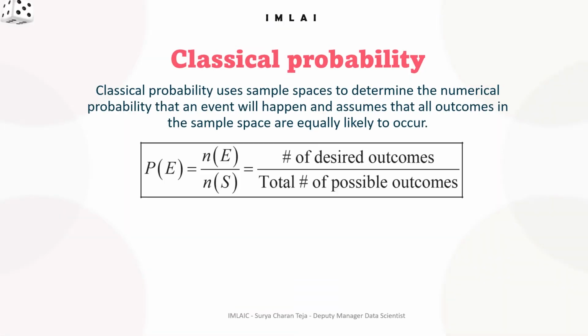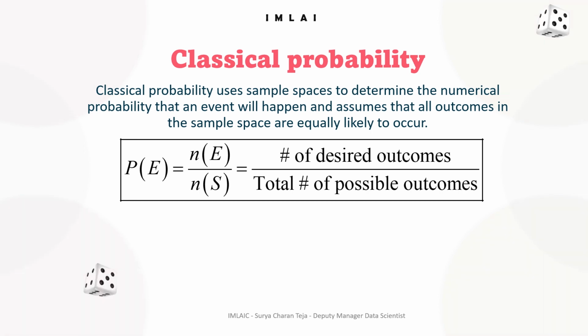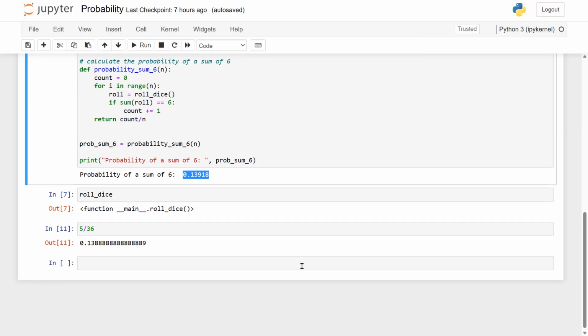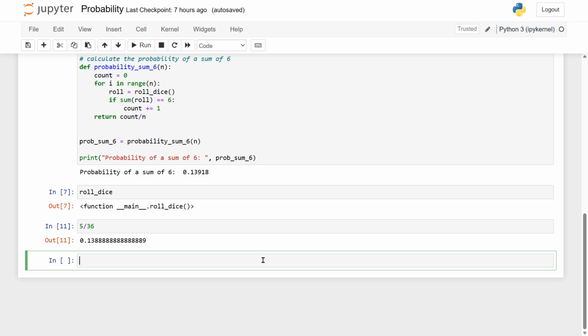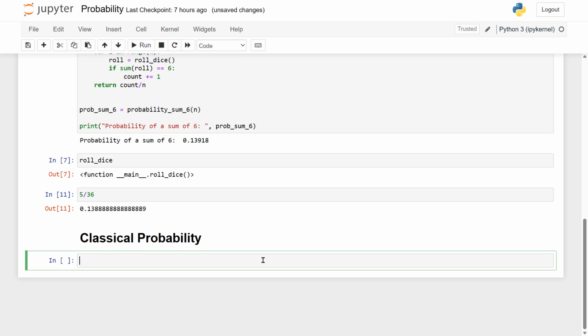Before we understand what classical probability is in detail, we will see the history of classical probability, where it came from, and who brought it. Okay, let me write it down. Classical probability theory is also known as Laplacian theory, or Laplacian probability. It was developed by the French mathematician Pierre-Simon Laplace in the 18th century.